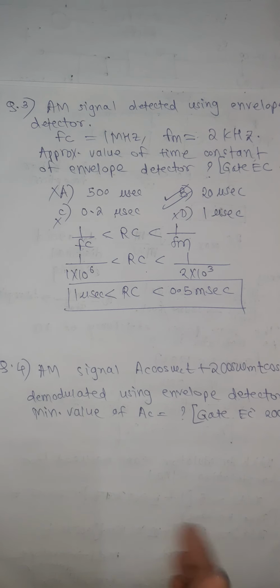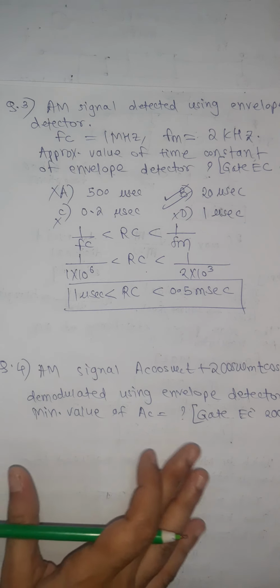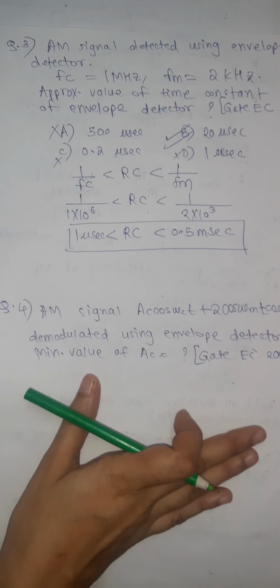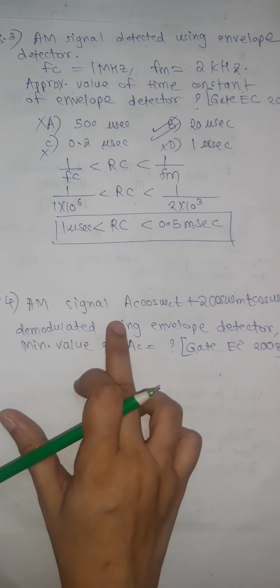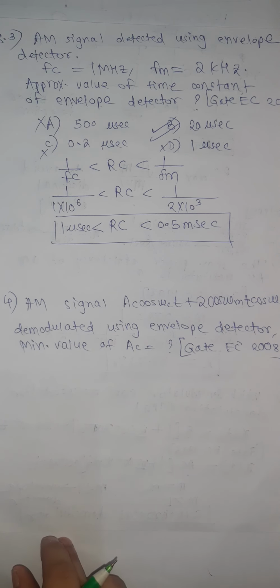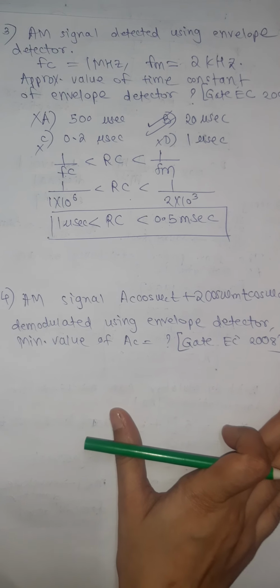The important formula here is for the envelope detector: the time constant RC lies between 1 upon FC and 1 upon FM, that is, 1 upon FC is less than RC, which is less than 1 upon FM. Then the next question is: an AM signal AC cos of omega CT plus 2 cos of omega MT cos of omega CT is demodulated using an envelope detector. What is the minimum value of AC, that is, the carrier signal amplitude? This question was asked in GATE EC 2008.